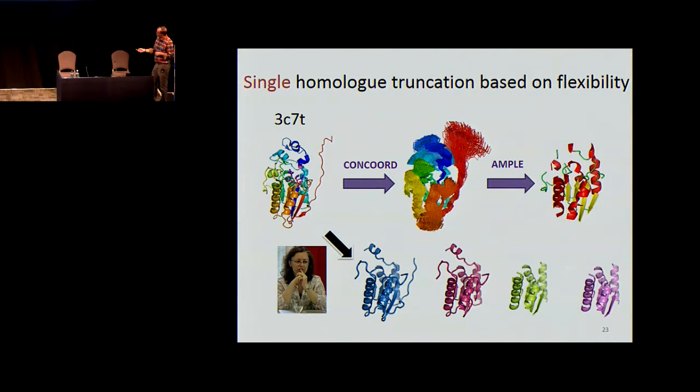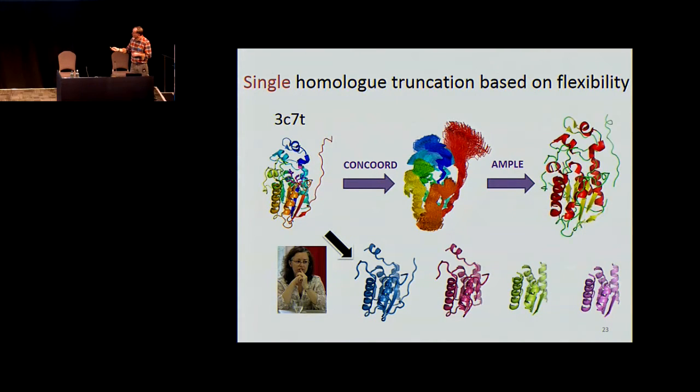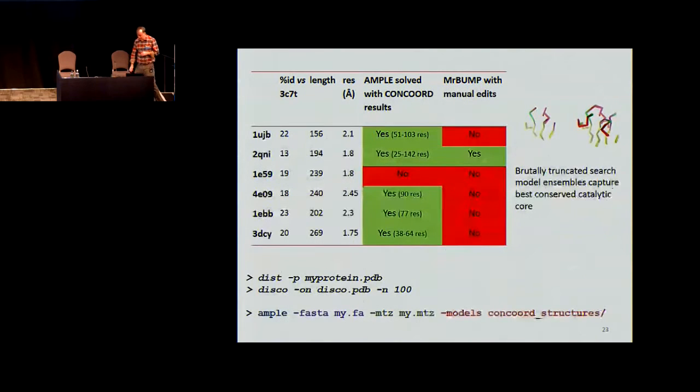For a comparison, we asked Olga to produce 4 expertly edited versions, what she would try if she had this. And then we ran the comparison again, and we got some very good results here. So Concord, through Ample, solved 5 of those 6. Regular Molecular Replacement could only solve 1. And the point I want to emphasize again is that sometimes we had to truncate down quite dramatically. These are successful search models.